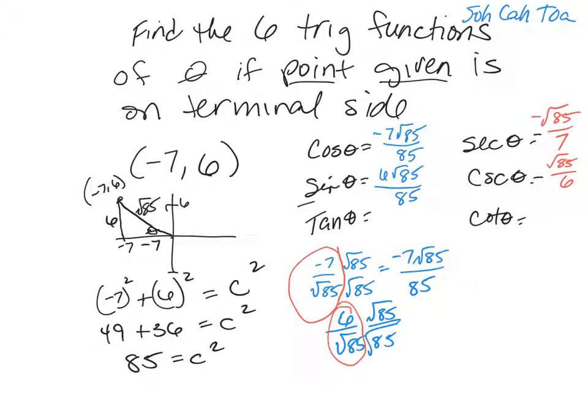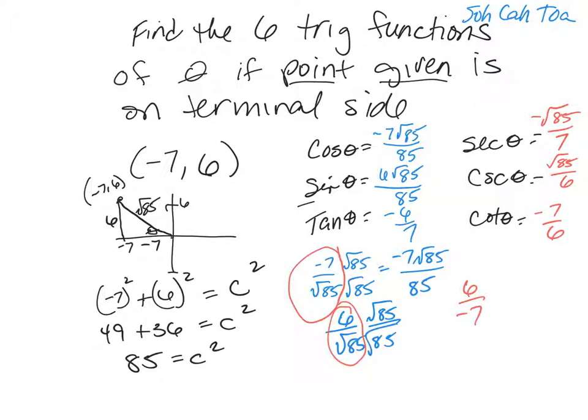Got it? Tangent's the easiest because we don't have any radicals involved. It's opposite over adjacent. So it's going to be negative 6/7. And the other side is going to be negative 7/6.